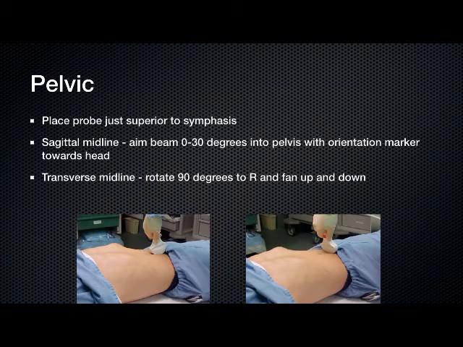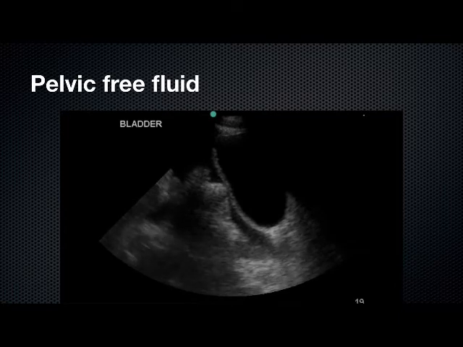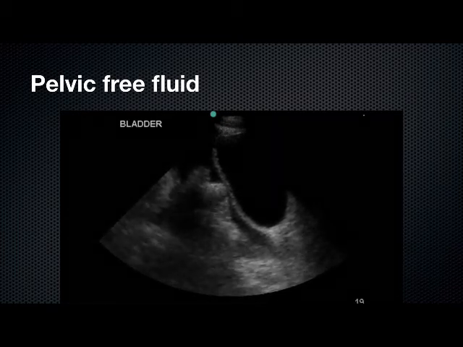Then we go to the pelvic view, and this is just above the symphysis pubis, or right above the bladder. And this is what free fluid in that area would look like. So the big sort of circle on the right-hand side of the screen is the bladder, and then those little black sort of triangles and stripes to the left-hand side are free fluid.